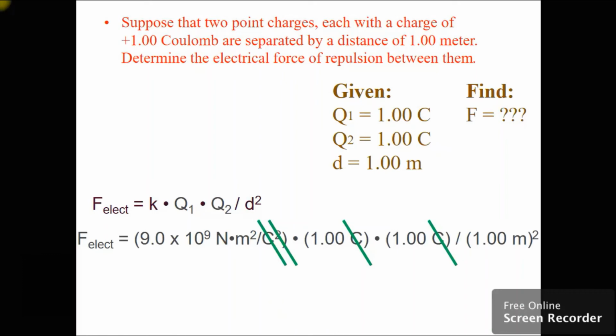Does that make sense? Do you see what else we can cancel? This meter squared, where's my pointer? This meter squared can get canceled by this meter over here that's underneath the divide sign. So I cancel that meter squared with this meter squared. Then I just multiply all the numbers through, and it's 1 divided by 1 times 9 times 10 to the 9th. So the force between those two things is 9 times 10 to the 9th. That is a billion newtons.